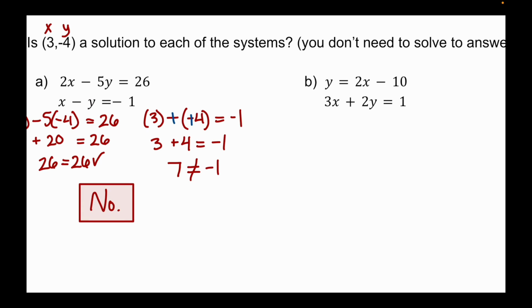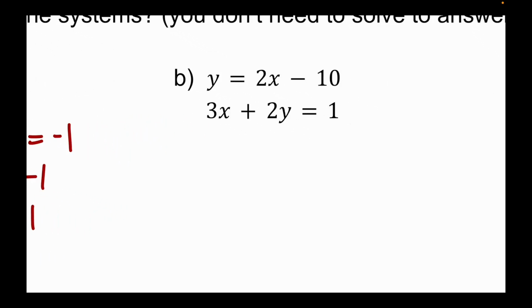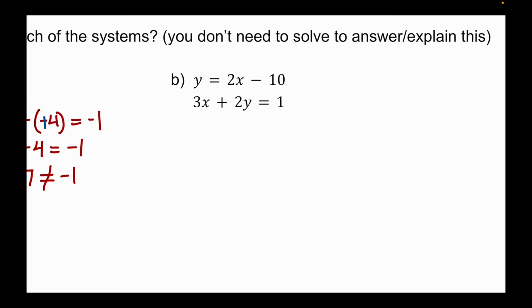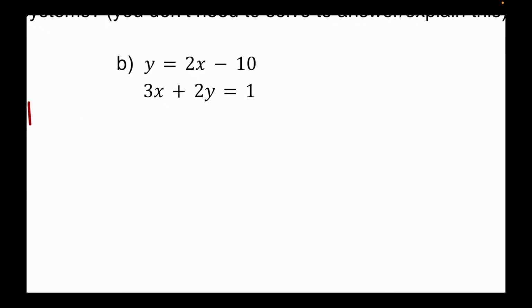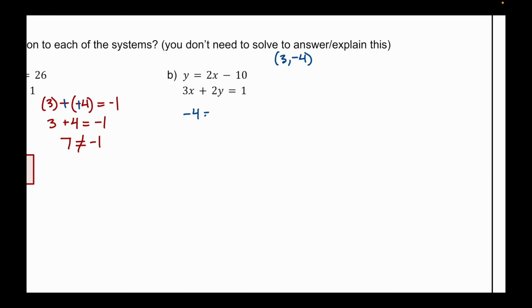Let's do the next set here. So 3 comma -4, I'll do this one in blue. Now, this one can be tricky if you start trying to plug things in order because here we have y, and that is not our first number. Our first number is always x, 3 comma -4. So -4 is what we're going to plug in first. Is that equal to 2 times 3 minus 10? And then for the 3x plus 2y, this is now in the right order. So 3 times 3 plus 2 times -4 equals 1.